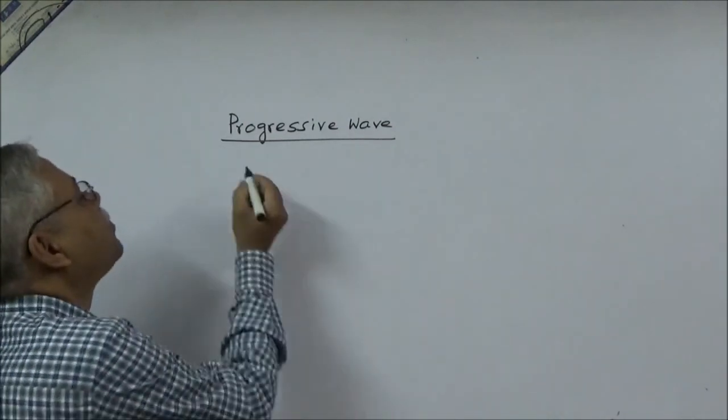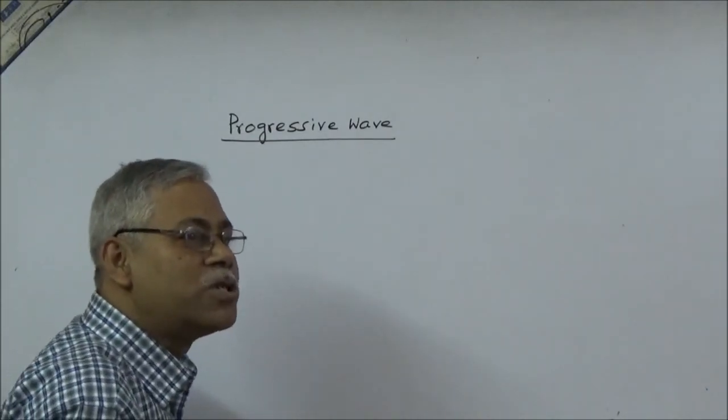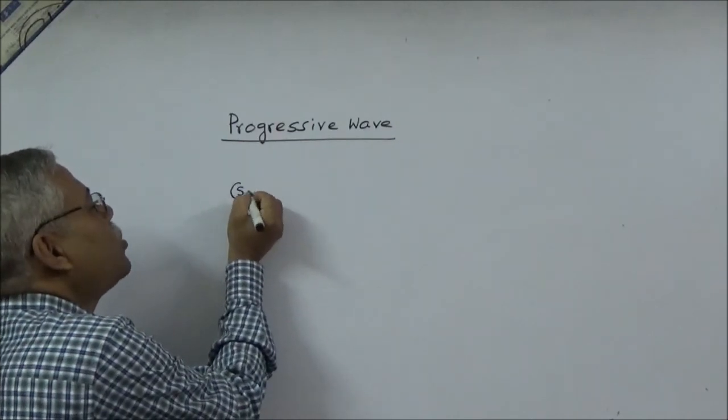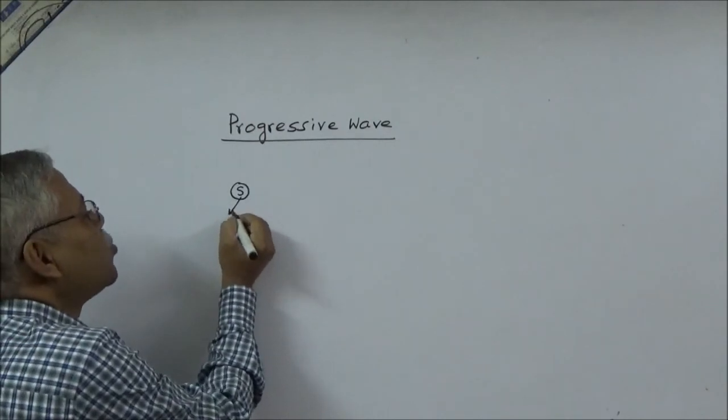Progressive wave. For generation of a progressive wave, first of all a source is required. What is a source? A source is a vibrating body. So this is the source.